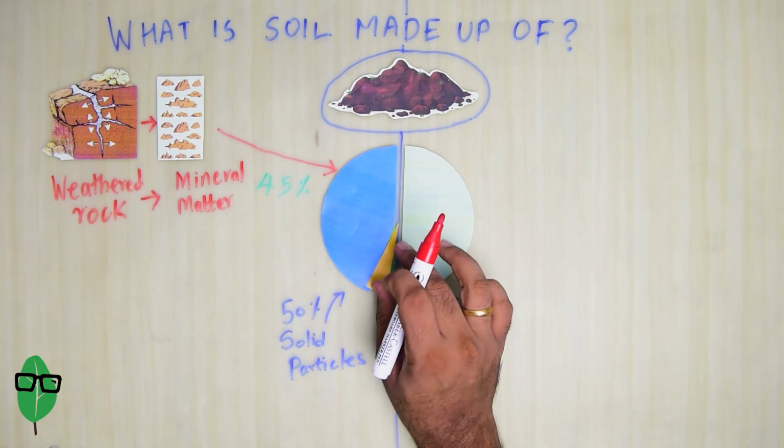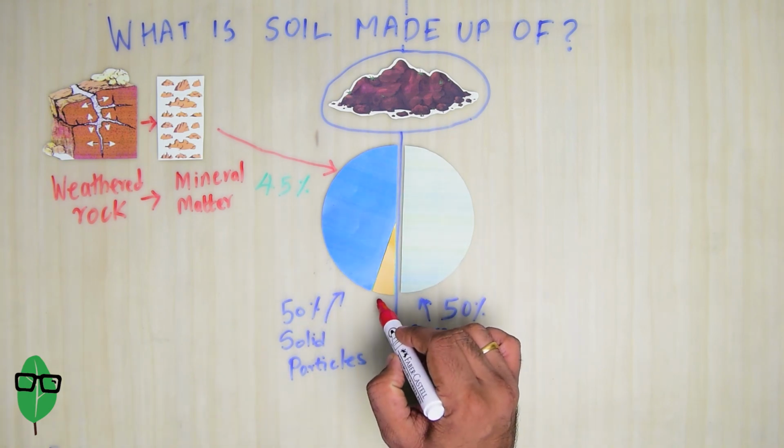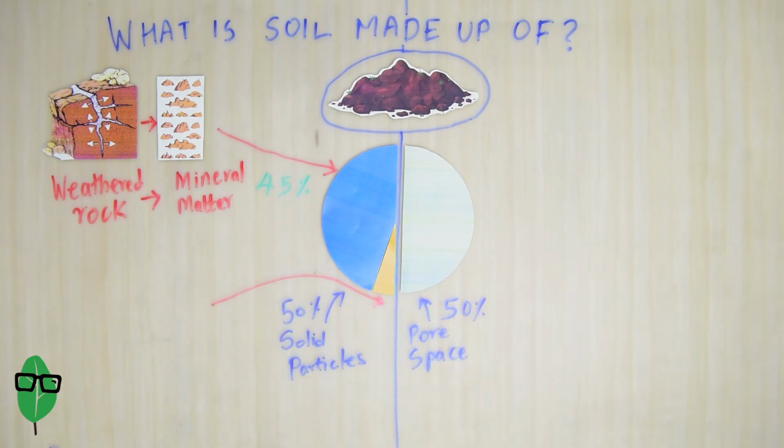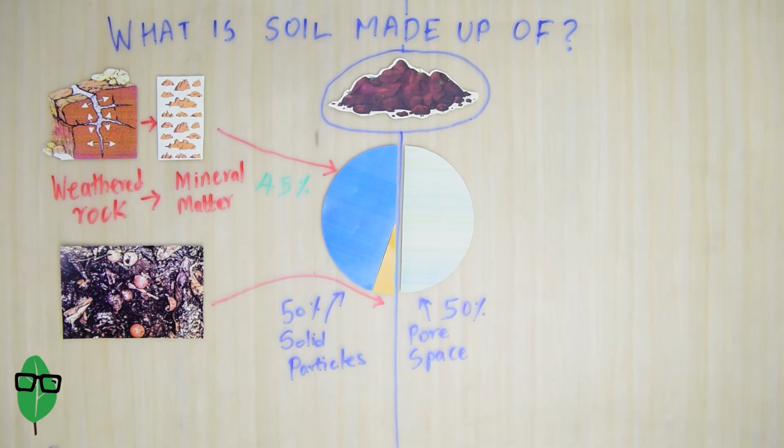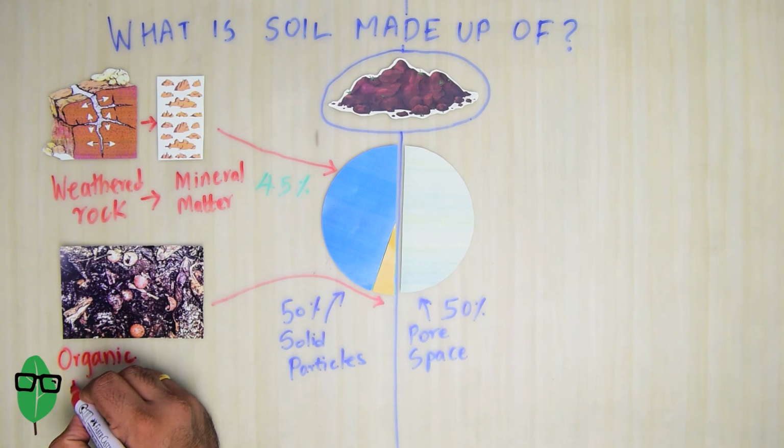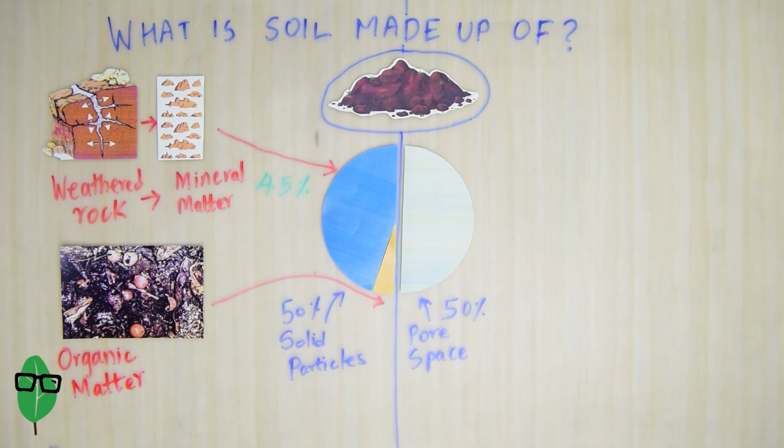The other solid component of soil is organic matter itself. Organic matter can be various things like leaves or other biological organisms that are decaying in the soil. They make up around 5% of the soil volume. And this is a very important component of soil. It provides nutrition to soil from a plant point of view.